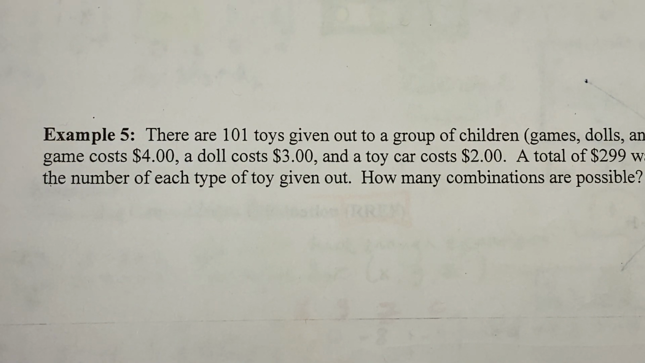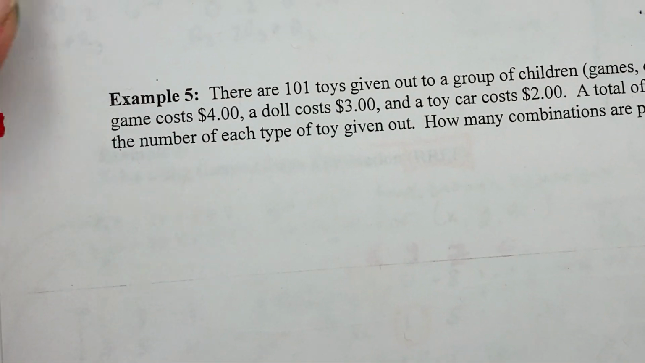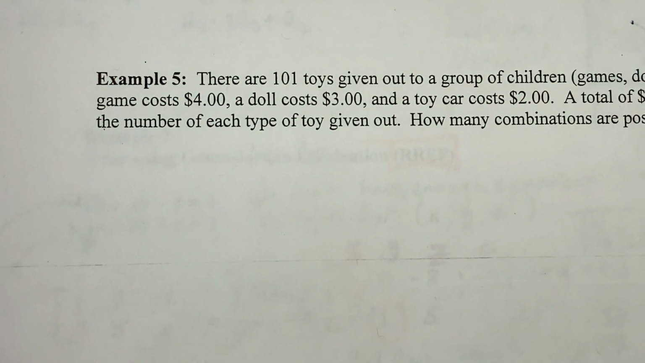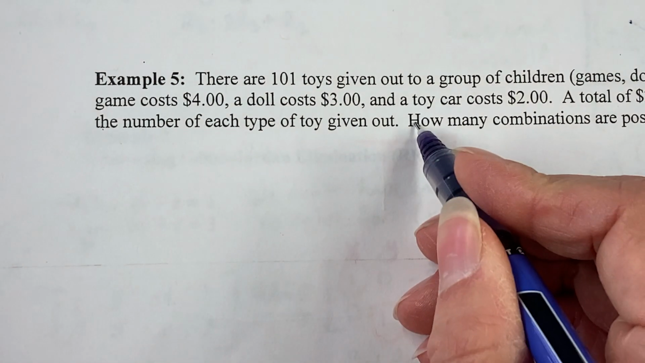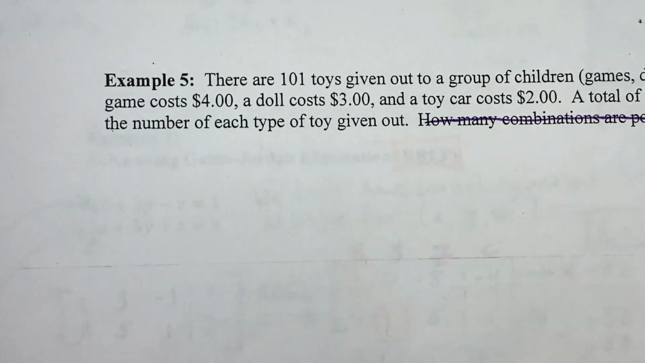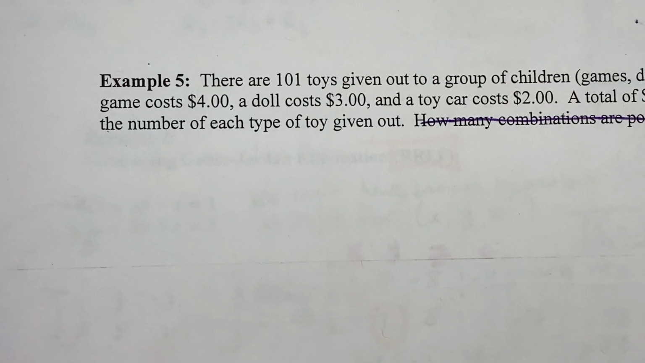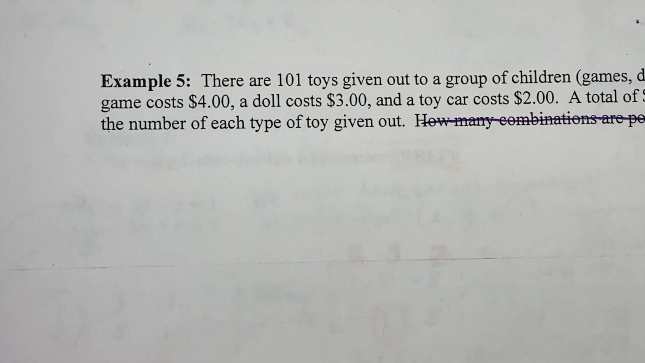And we're going to start by reading through this problem. There are 101 toys given out to a group of children. Games, dolls, and toy cars. A game costs $4, a doll costs $3, and a toy car costs $2. A total of $299 was spent. Find the number of each type of toy given out and how many combinations are possible. We're actually going to not answer that last question. That's something we'll get into on the next page, but we are going to start by trying to write an equation that represents this system.